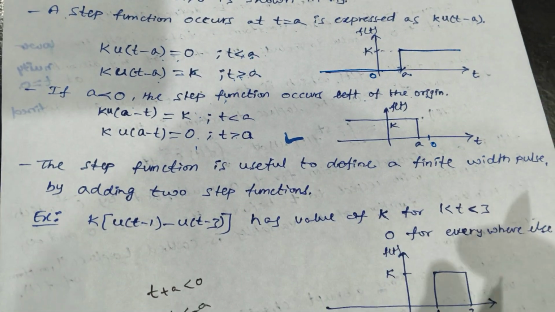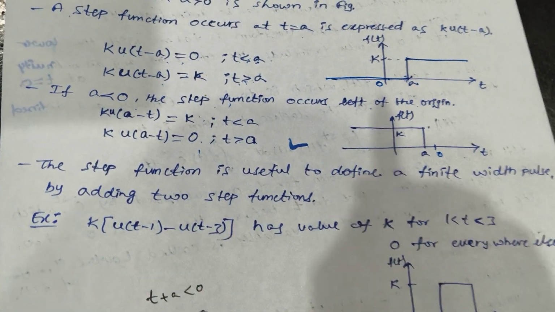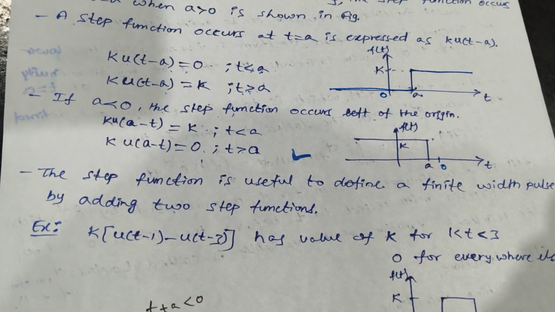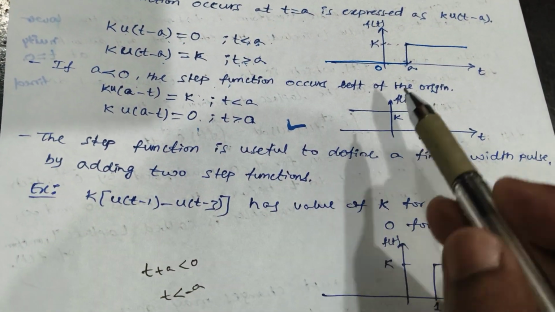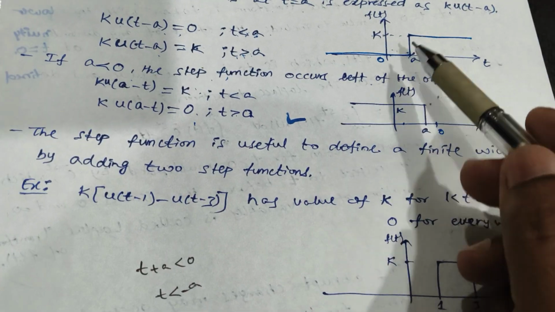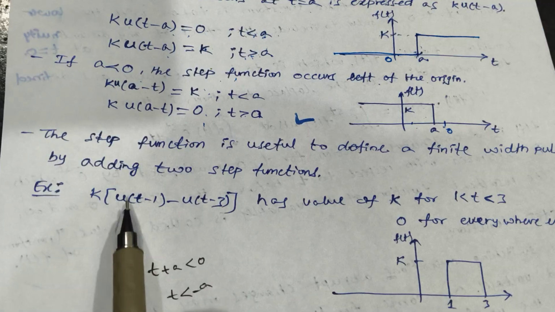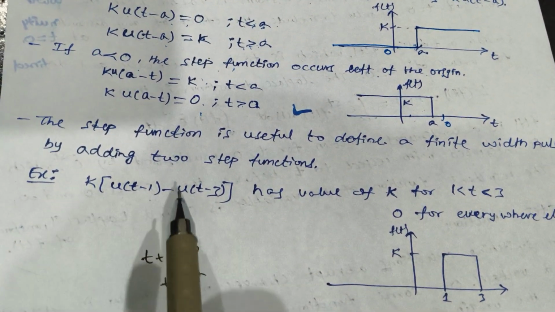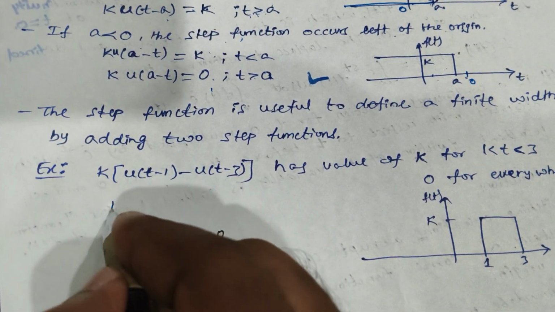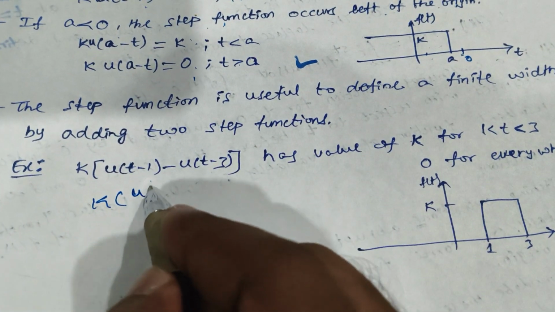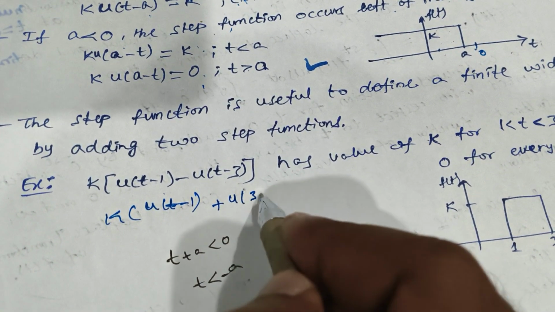The step function is useful to define a pulse of finite width by adding two step functions. Sometimes you may need to turn on and immediately turn off, and you can use two step functions. For example, by adding these two step functions, what do you get? The common area is nothing but 0 to a. Take the step function k into u of t minus 1 minus k into u of t minus 3. Actually, by adding, generally it is k into u of t minus 1 plus u of 3 minus t.